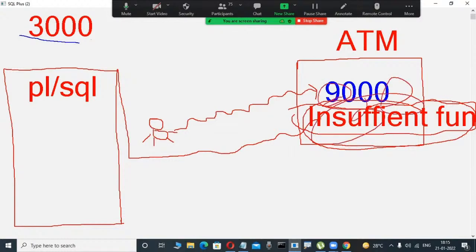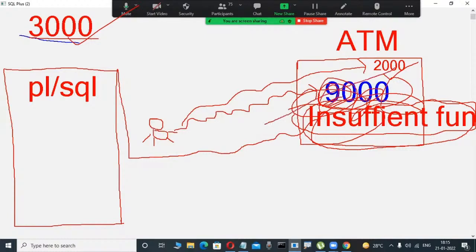Another scenario. For example, now my balance is 3,000. Suppose I am inserting an ATM card and I try to withdraw 2,000 rupees. Now, is it possible? Possible. Why? Because here my balance is 3,000, and I try to retrieve 2,000, which is less than 3,000. That's why trying to retrieve is possible. We are withdrawing the money, 2,000, possible in this example.